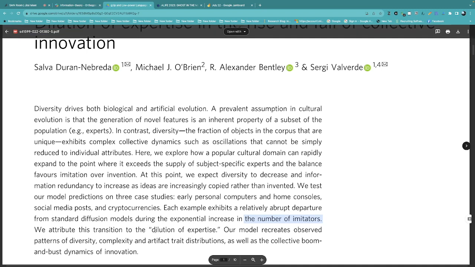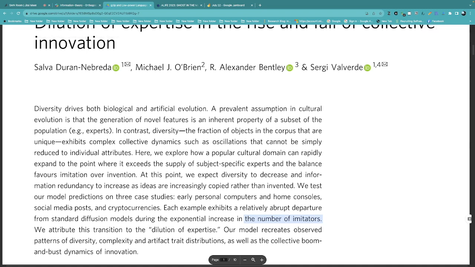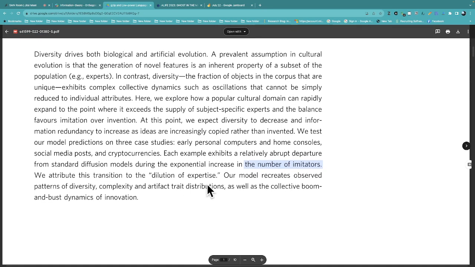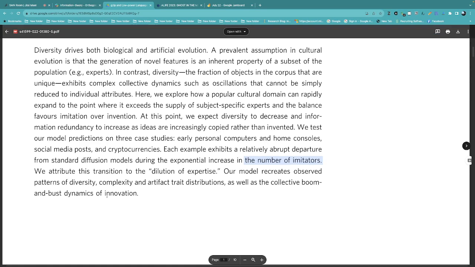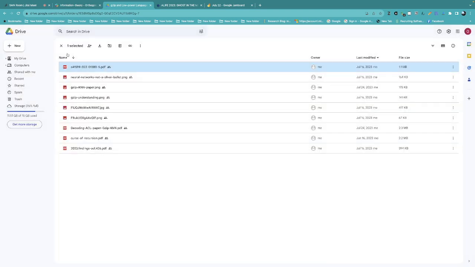We attribute this transition to the dilution of expertise, meaning you don't have as many what they call experts, who are just people who are innovating and creating new things. And then instead you have imitators that are creating sort of repetition. Our model recreates observed patterns of diversity, complexity, and artifact trait distributions, as well as the collective boom and bust dynamics of innovation. So that's it, so we have the gzip plus KNN paper.